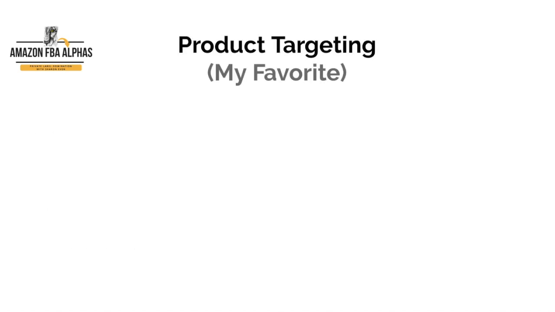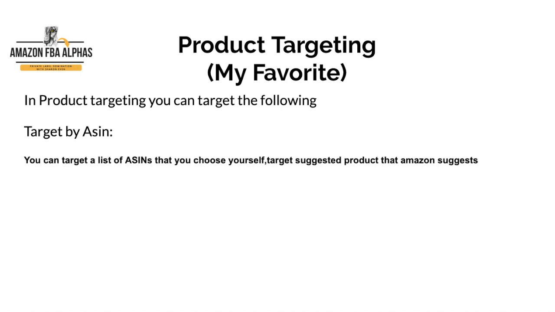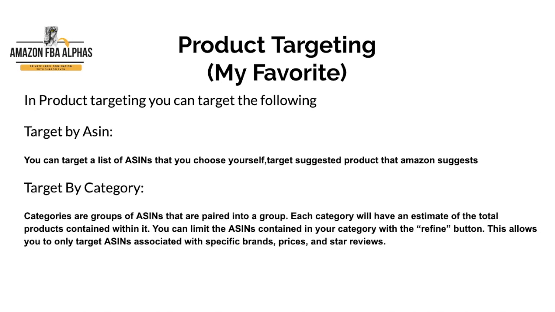Product targeting. My favorite. So I don't feel like enough people talk about this. In product targeting, you can target the following. Target by ASIN. You can target a list of ASINs that you choose yourself. Target suggested products that Amazon suggests. Or you can target by category. Category is a group of ASINs that are paired into a group. Each category will have an estimate of the total products contained within it. You can limit the ASINs contained in your category with the refine button. This allows you to only target ASINs associated with specific brands, prices, and star ratings.